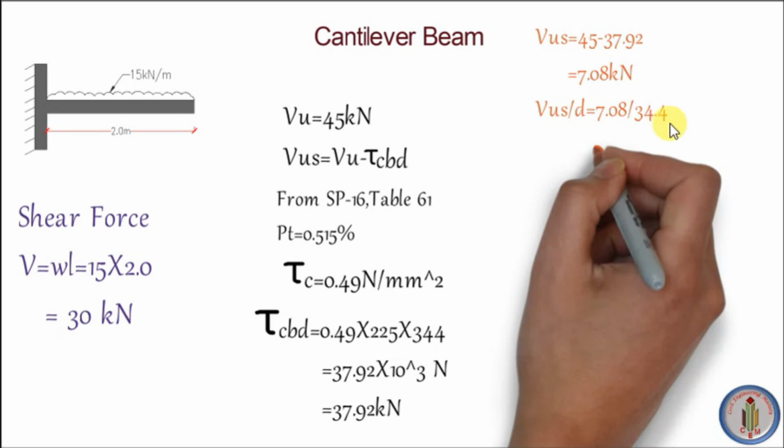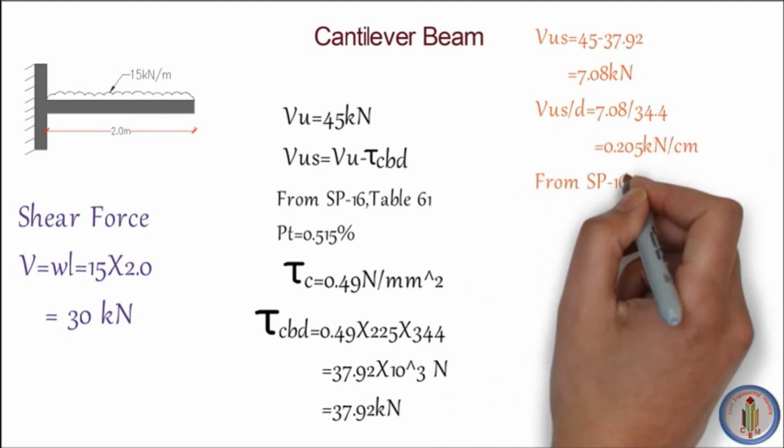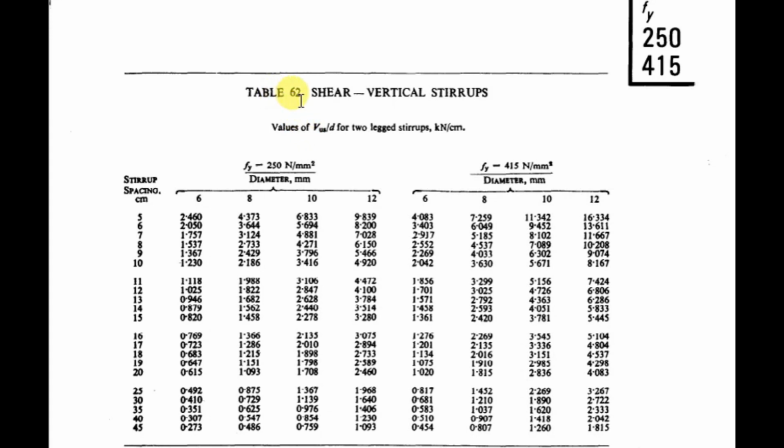Why? Because we need to find out the stirrup spacing from table 62 of SP16. I'll show you why we need to provide this in centimeter. We have the Vus by d value as 0.205 kilonewton per centimeter. Let's see in SP16. This is table 62 from SP16, which is for vertical stirrups. Here the values of Vus by d for two-leg stirrups are provided in kilonewton per centimeter. That is why I told you to provide the effective depth in centimeter.